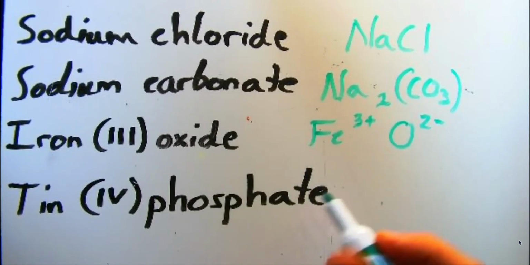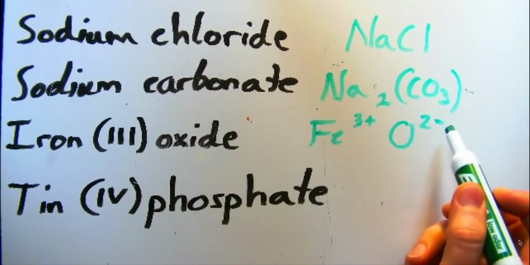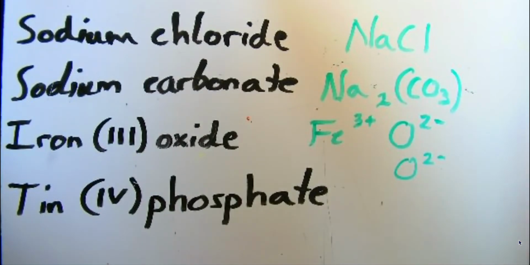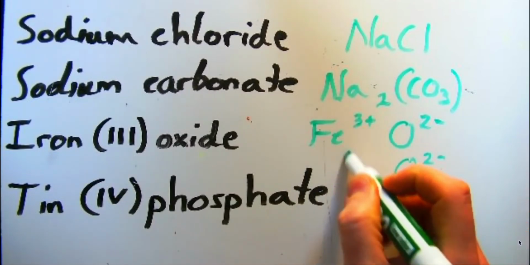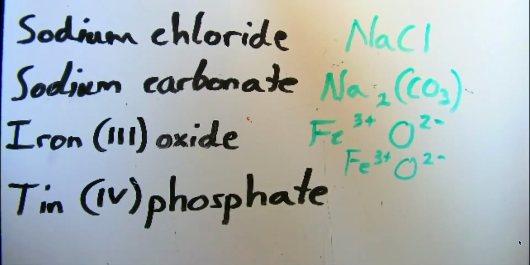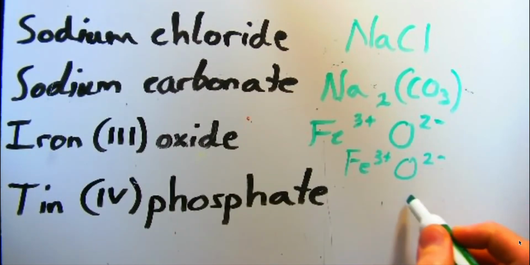Let me show you that. So right now we have more positives than negatives. So if we just add another oxygen, now we still have a problem because now we have more negatives than positives. So if we add another iron, well, now we have more positives than negatives again. So let's add some more negative.